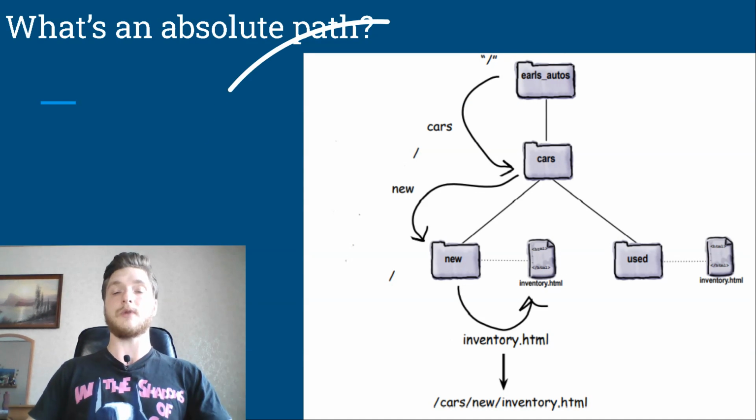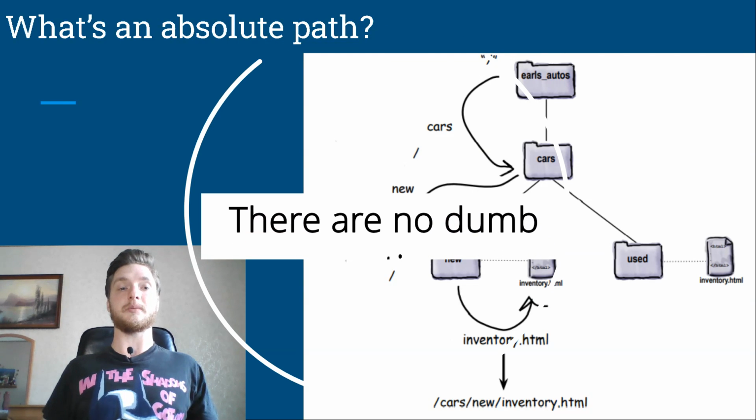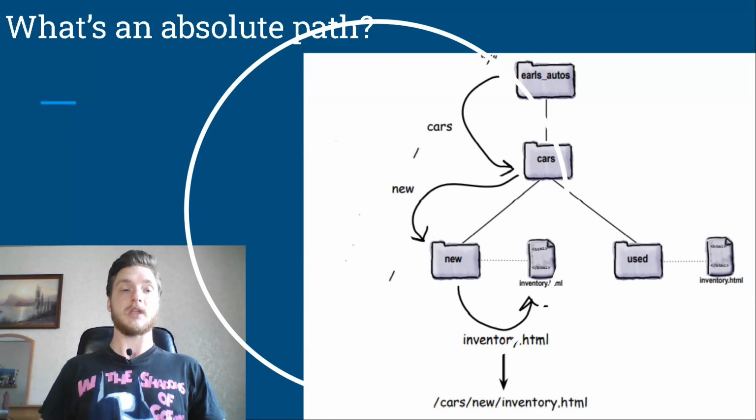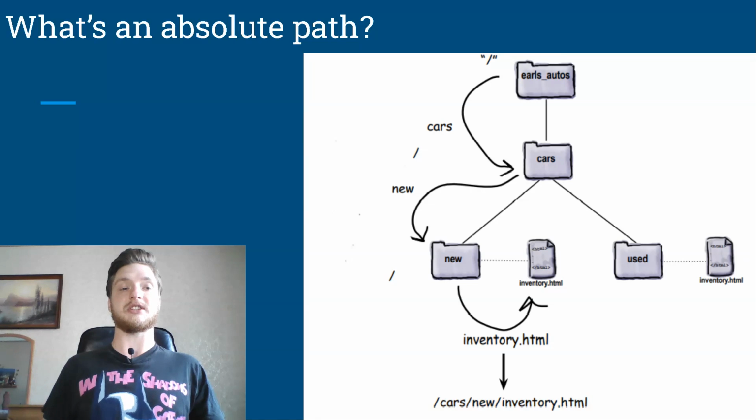There are no dumb questions. What is important about the absolute path? The absolute path is what a server needs to locate the file you are requesting. If the server didn't have an absolute path, it wouldn't know where to look.